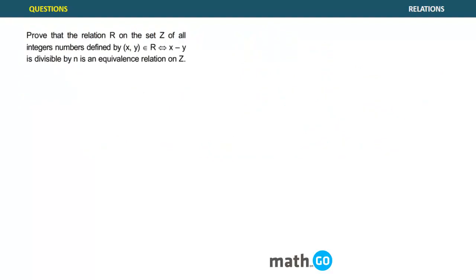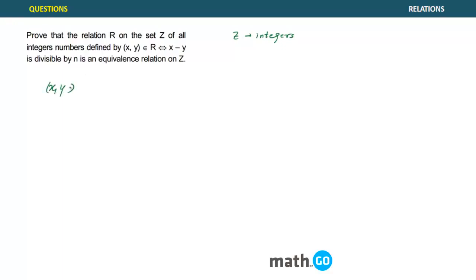Now let's take a question where we want to prove whether the relation is an equivalence relation or not. It is given: prove that the relation R on the set Z. Z is nothing but the set of integers, right? Z means the set of integers, for all integers defined by x comma y.